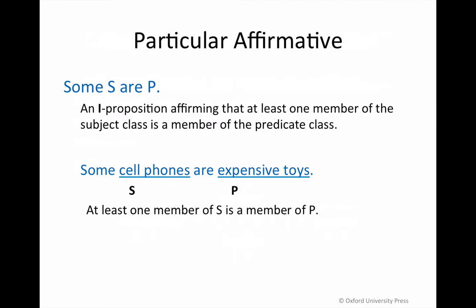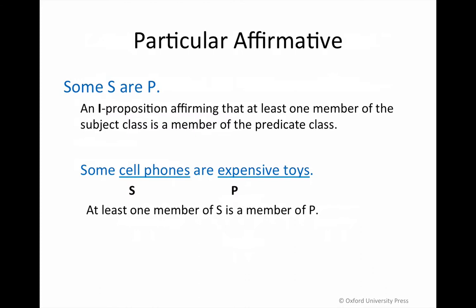The particular affirmative tells us that there is at least one member of the S class that is a member as well, or also of the P class. A more articulate way of saying this is that there is at least one member of the S class that is also in the P class. Or we could say there is at least one S that is also a P.